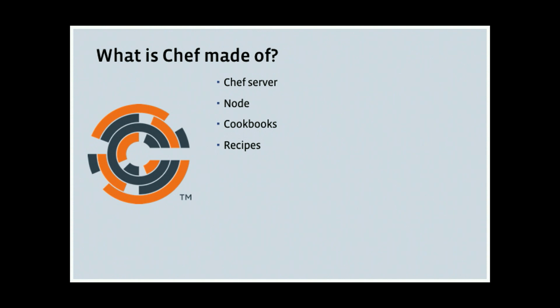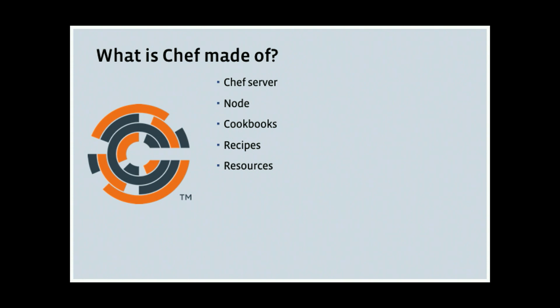Recipes can be interdependent as well. They can call other recipes. They can call resources from other recipes. And they're used to define that desired state that you want for your systems. When Chef client runs the same recipe over and over, the results will always be the same because of the idempotency of the config management system.